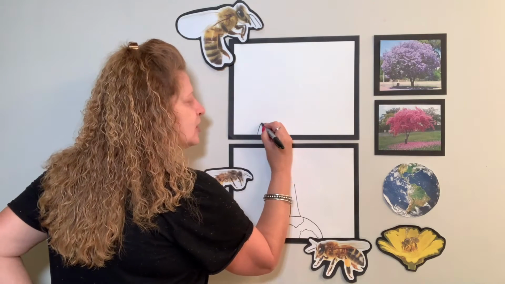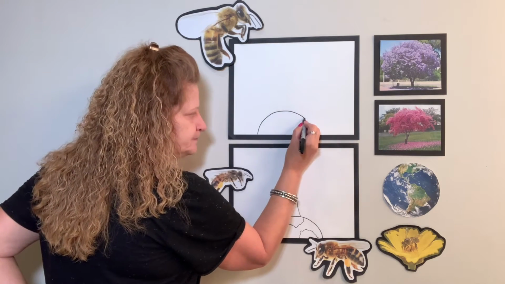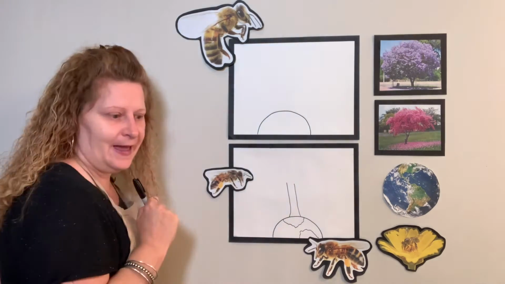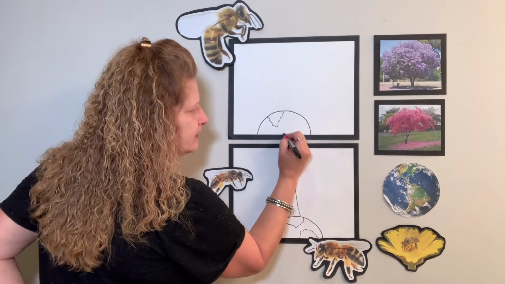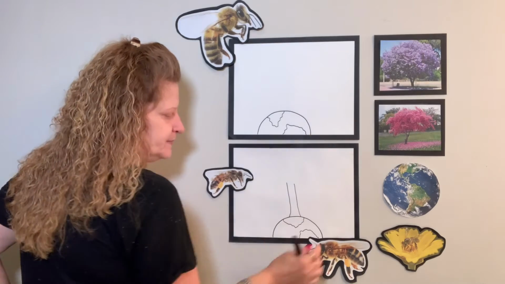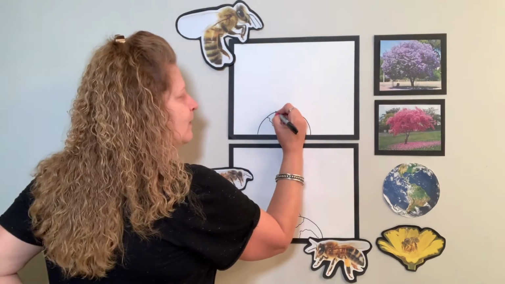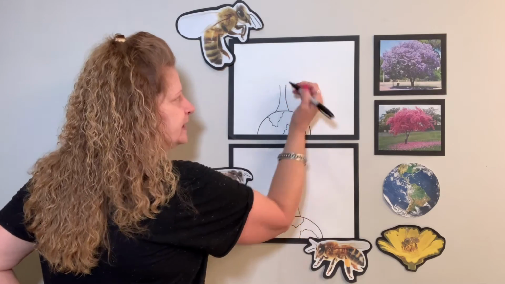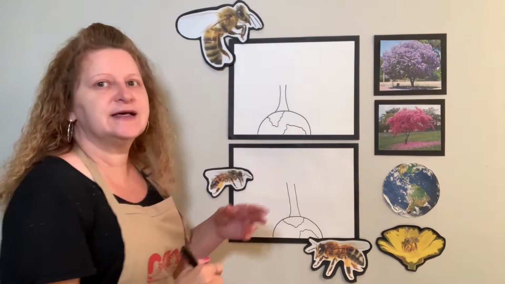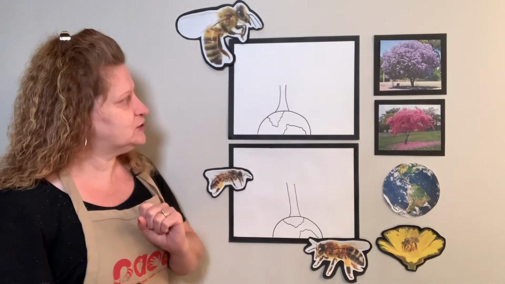So here I'm going to draw my semicircle. And I'm going to draw my land. So here we go. Here is the land, just like I did here. And now I want to draw my curved lines going up on my tree. I don't want to go too high because I still need to draw the top of my tree.